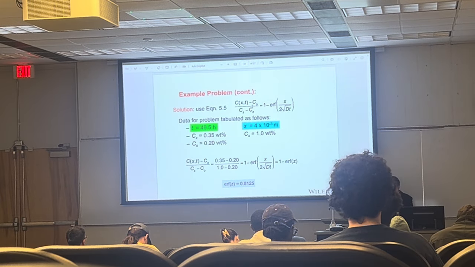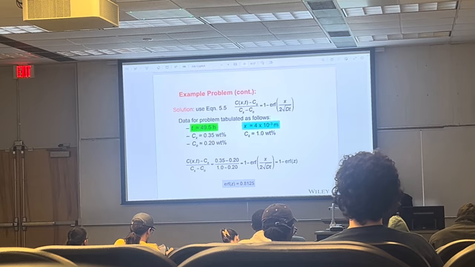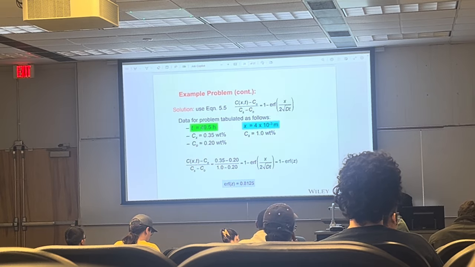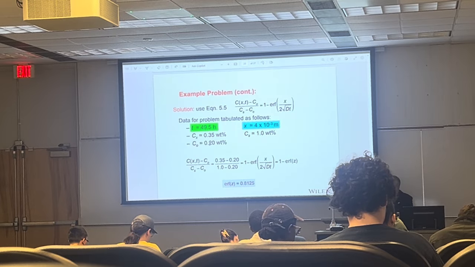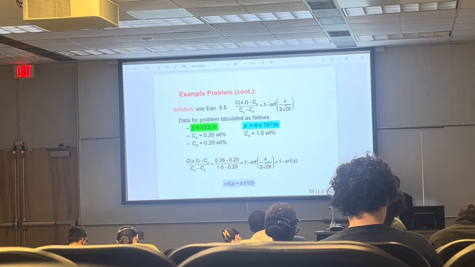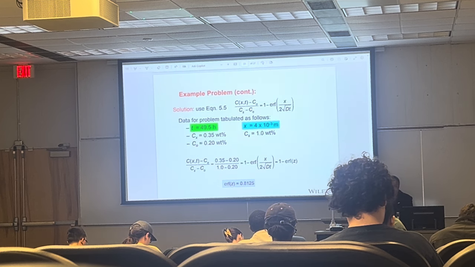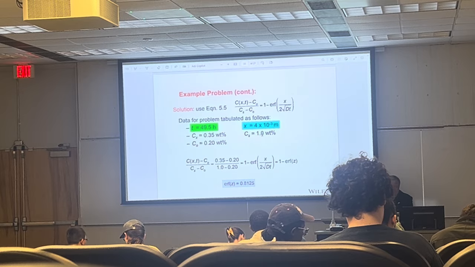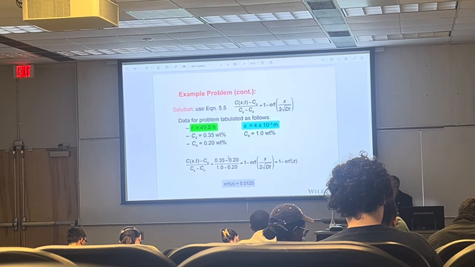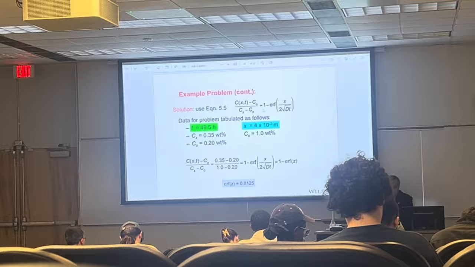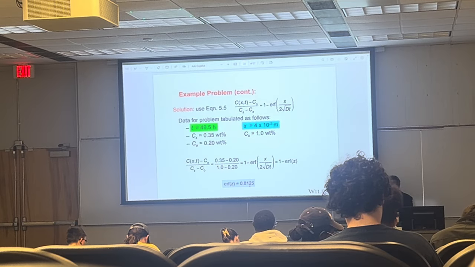We use this equation to solve the problem. The time is 49.5 hours, and the concentration at the distance is 0.35 weight percent. C0 is 0.28% at a distance of 4 millimeters, so 4 times 10 to the minus 3 meters. And CS is 1 weight percent. So we plug everything into this equation to find the value of the error function, which is 0.8125.